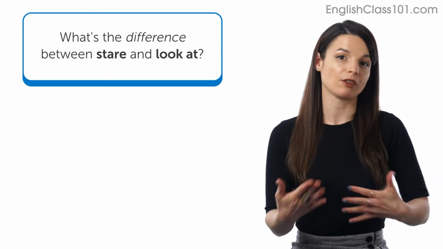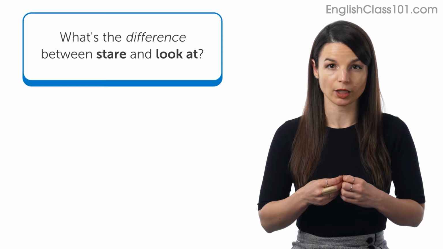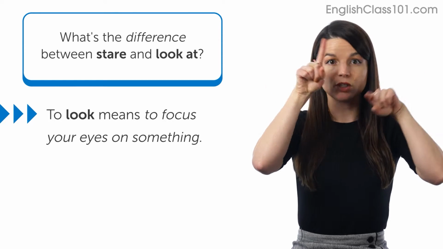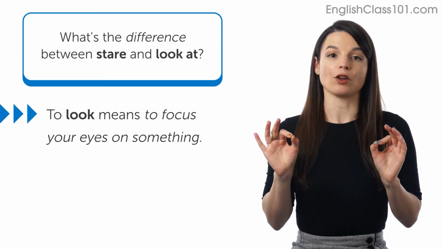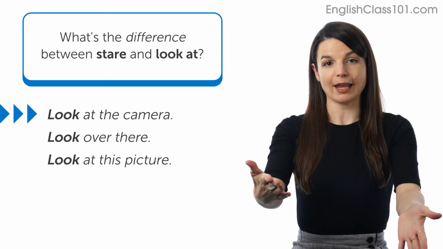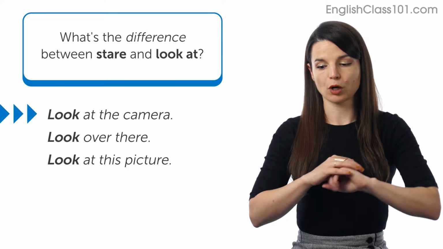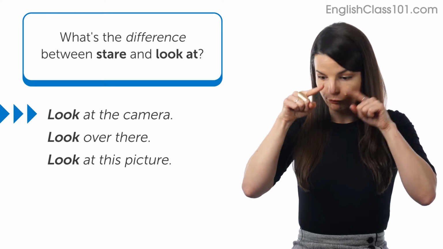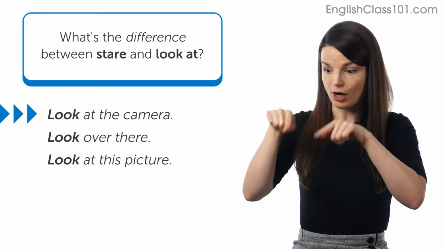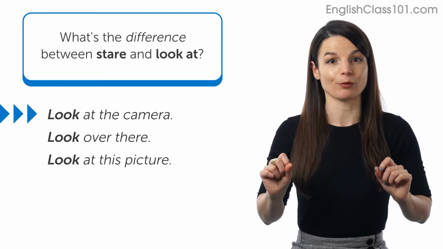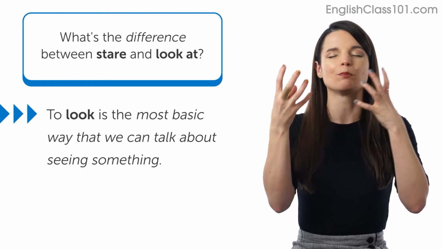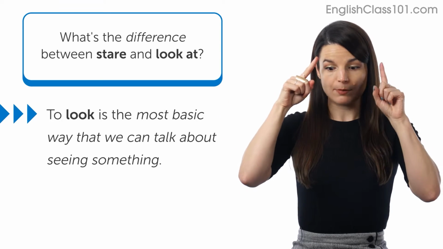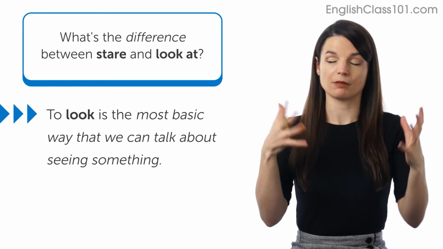Let's begin by reviewing the meaning of the verb to look. So to look means to focus your eyes on something, to direct your eyes onto something. So for example, we could say, look at the camera, or look over there, or look at this picture, right? It means move your eyes and use them to focus your attention or direct your eyes in this direction or that direction. So to look is like the most basic way that we can talk about seeing something, right? It's about directing the eyes in some way.